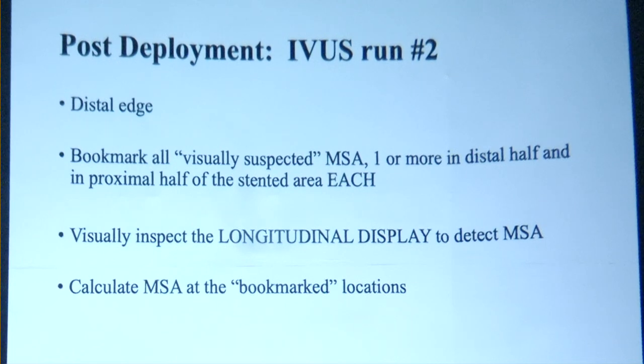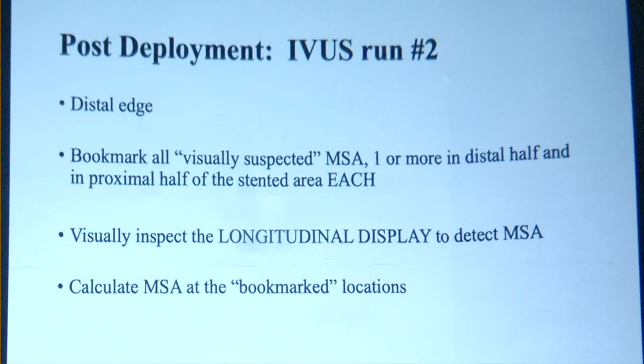In the second IVUS run, our specific locations that we want to examine are the distal edge, where we spend some time because we have manual pullback. And then we bookmark on the IVUS every single area of the stent which we think is narrower than we want. So, visually suspected minimal stent area, in both halves of the stent.